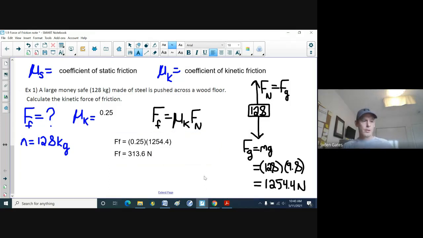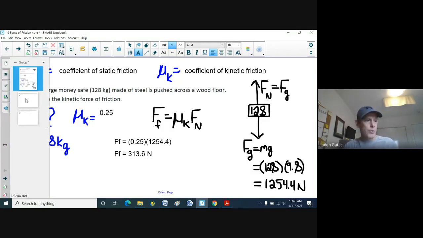There we go. Any questions about that one at all? So we're kind of tying in some of the stuff we did before with the normal force and the force of gravity balancing each other out. Again, because this safe isn't going anywhere vertically. Horizontally, it's moving. All right, what else we got here?